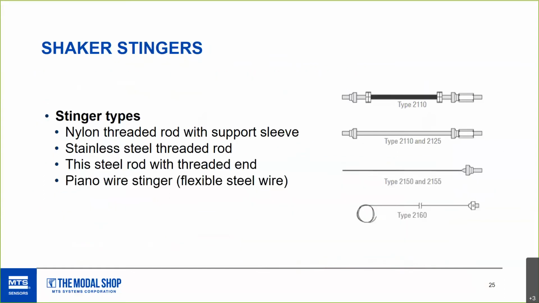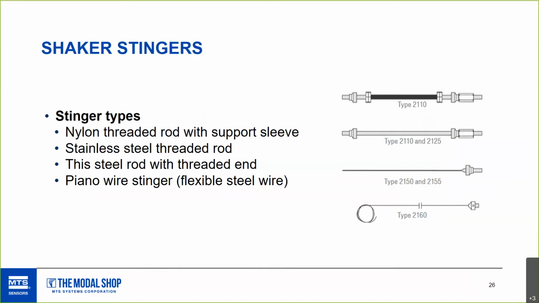This is just a view of the various stinger types, the common stingers that we have here at The Modal Shop. The threaded nylon stinger that has a support sleeve on it, we commonly use with our smaller SmartShakers. Those are at least a bit easier to cut down than your threaded stainless steel rod. And then your typical stingers that are thinner in diameter, just the smooth threaded rod, as was shown in that last picture.